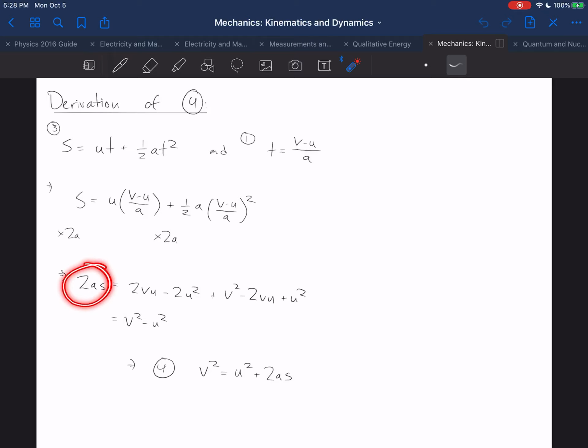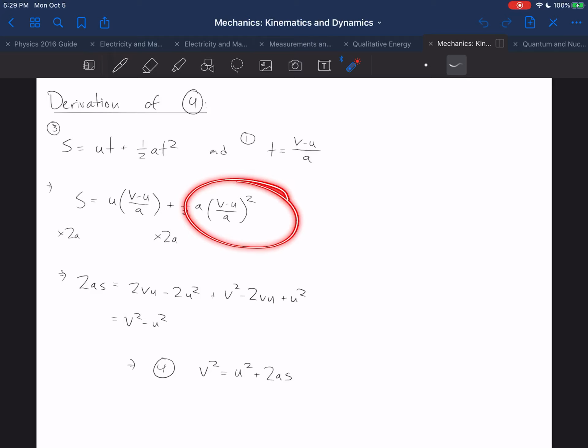That gives me 2as on the left-hand side. And then what happens on the right-hand side? Well, take a look at this expression. This becomes u times (v minus u) divided by a, times 2a. Our a's cancel in this particular term, and that gives us 2vu minus 2u squared, that is u times u. And then in our second half of the equation, by multiplying by 2a, we directly cancel out that 1/2 a term right there.